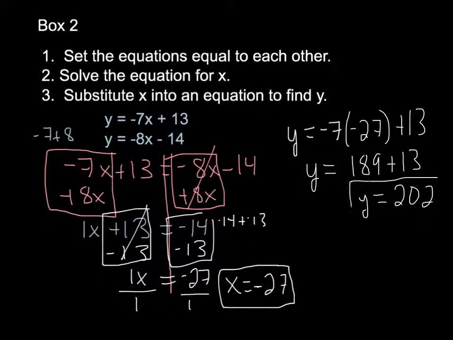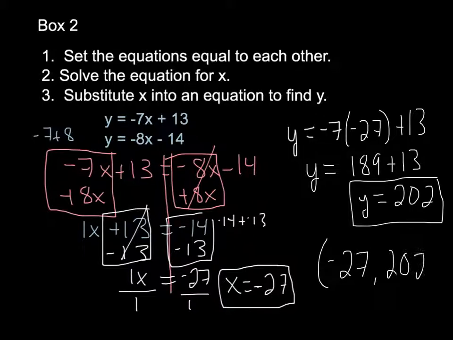So x is negative 27 and y is 202. We can write that final answer as an ordered pair. Negative 27, the x always goes first, the y always goes second. So make sure you copy this down in box 2. Pause it, rewind it, whatever you need to do. If you need to, rewind to listen to anything that I said again or watch it again, go ahead. I'm going to show you another example. So when you finish with box 2, press continue at the bottom of the page.